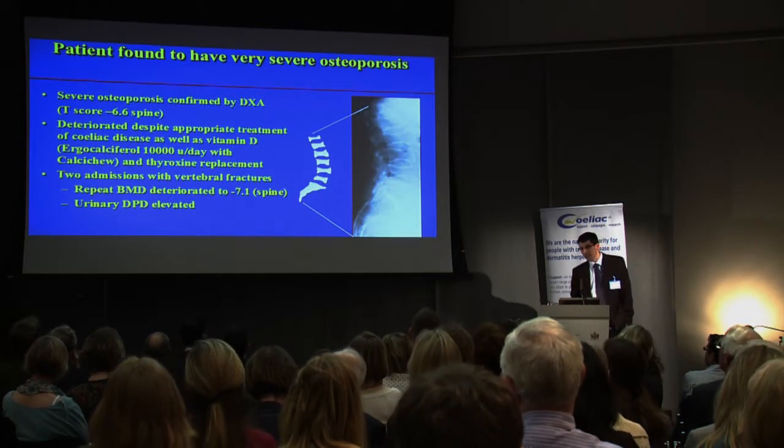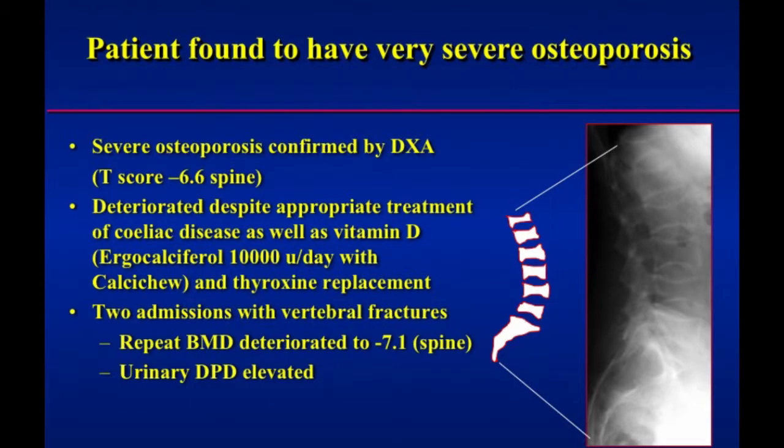He had very severe osteoporosis. He had a T-score of minus 6.6, so minus 2.5 being the normal cutoff. This was pretty much at the limit of detection of the scanner. And he deteriorated despite appropriate treatment of his celiac disease. So he was given lots of vitamin D and calcium, and his thyroid was treated as well. And as you can see on his spine x-rays, he developed wedging compression fractures of multiple vertebrae.